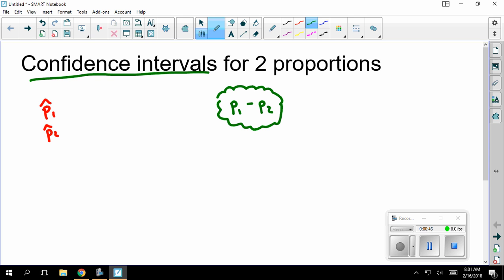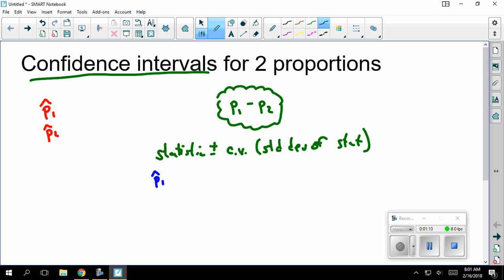I'll recall that on my formula chart, it says a formula for a confidence interval is statistic plus or minus a critical value times the standard deviation of the statistic. So the statistic is simply the estimate of what it is I'm looking for. So if I'm looking for this thing in the green bubble, my statistic, my guess for what that is going to be, is p hat 1 minus p hat 2, the difference in those two sample proportions.